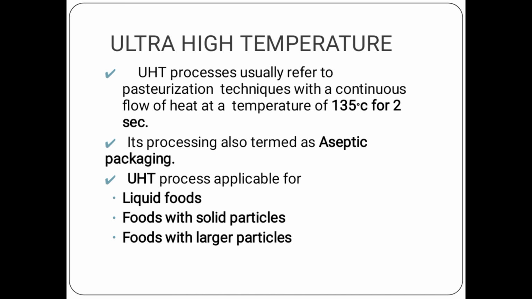Ultra high temperature is generally given to a food product at more than 135 degree centigrade temperature for 2 seconds, or it is generally known as aseptic packaging if we are using an aseptic medium. So we can use UHT for liquid food, food with solid particles, and food with larger particles.